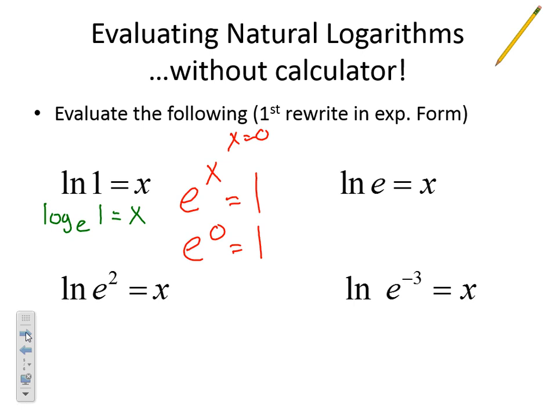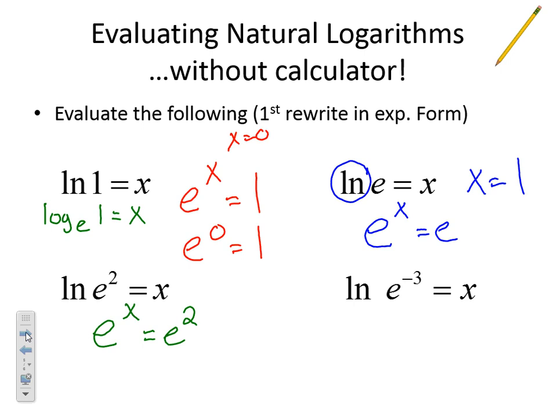We can do the same thing for this one over here. Now whenever I'm working with ln, that's my base number. So it's e to the x power equals e. Well, if it's going to equal the same thing, my x is going to have to equal 1. e to the first power is just going to equal e. Come down here, rewrite this one. e to the x power equals e squared. Well, we want e squared to equal e squared, so x equals 2.